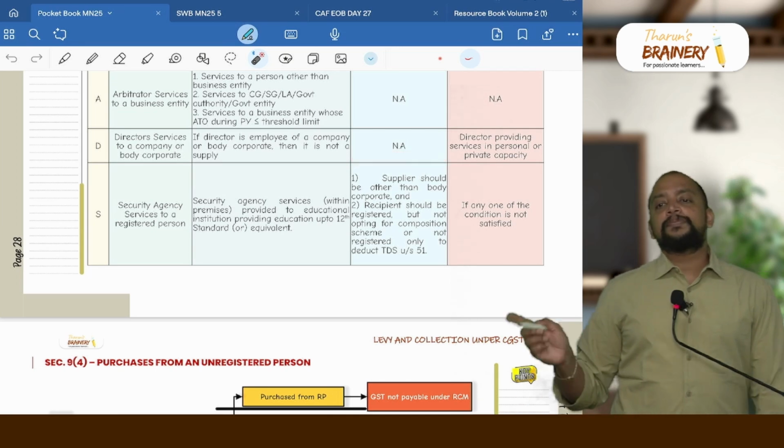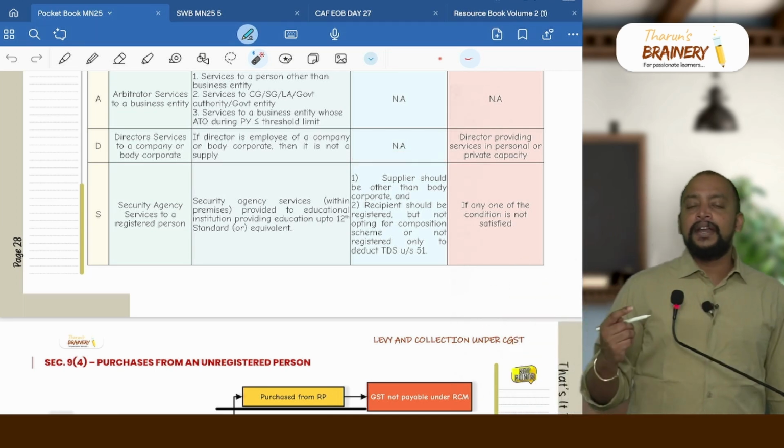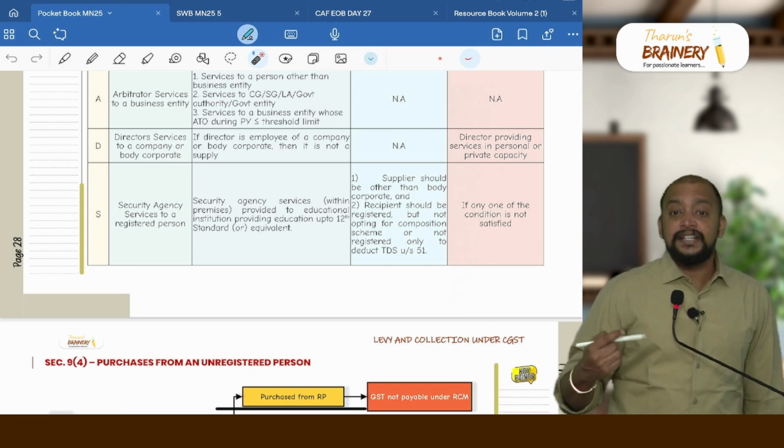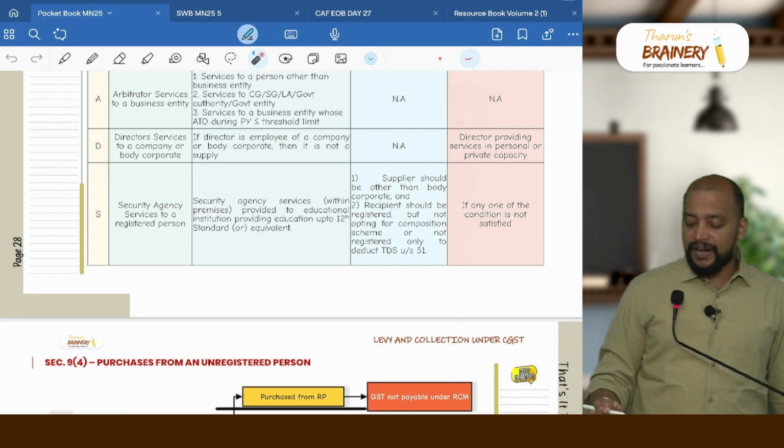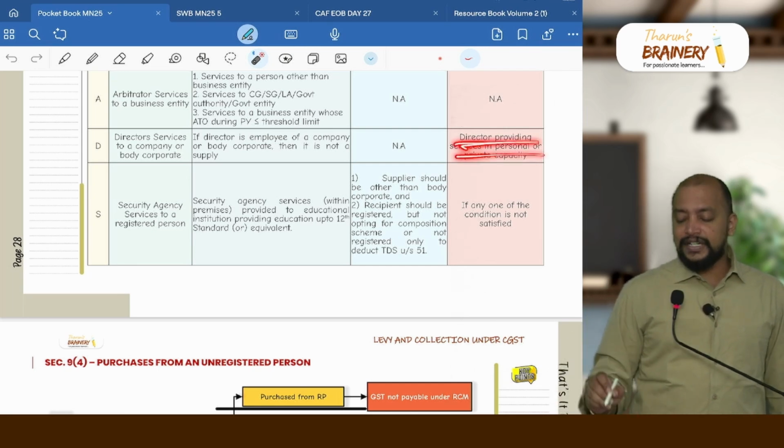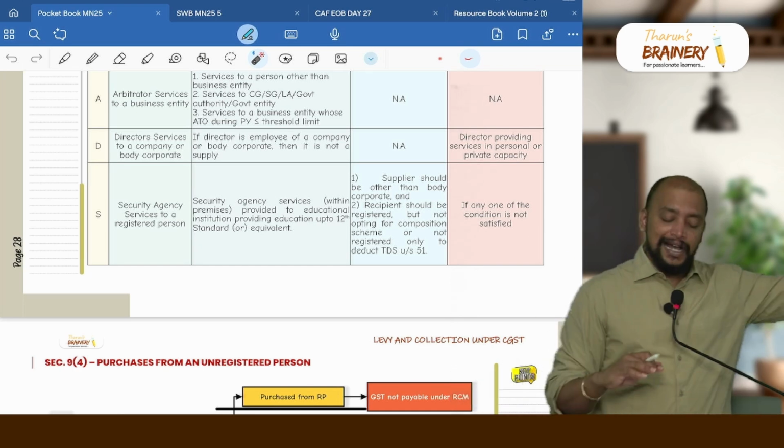However, there is a non-applicability of RCM, even though it becomes supply, if the director is providing services in his personal private capacity. Then we should not treat it as director service, we should apply the other points.